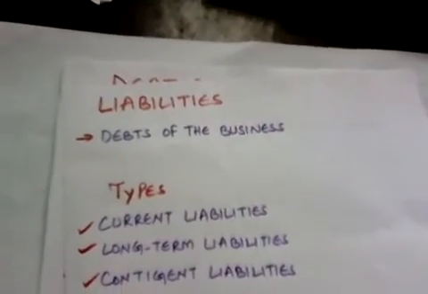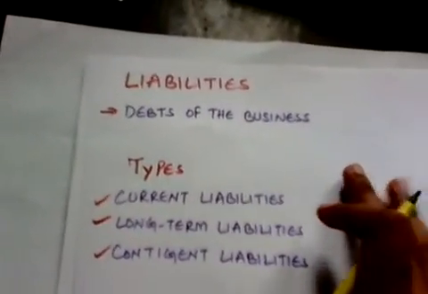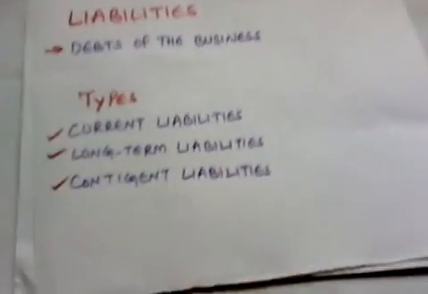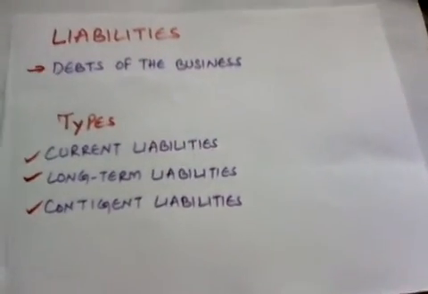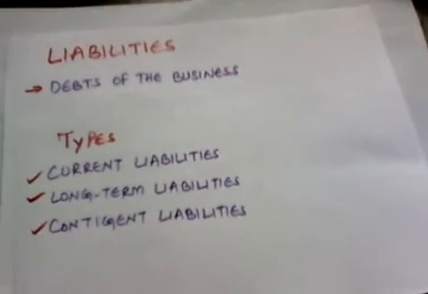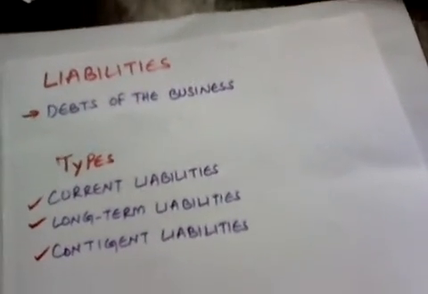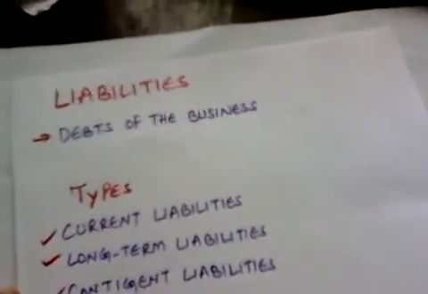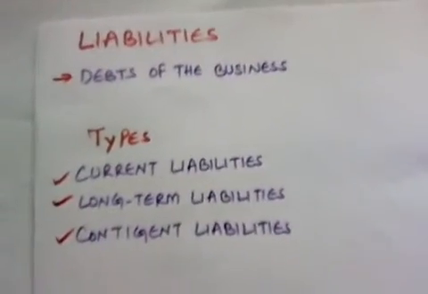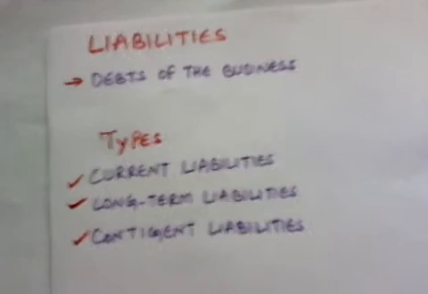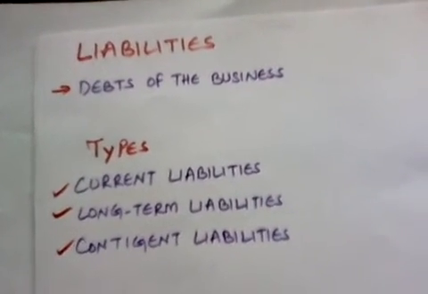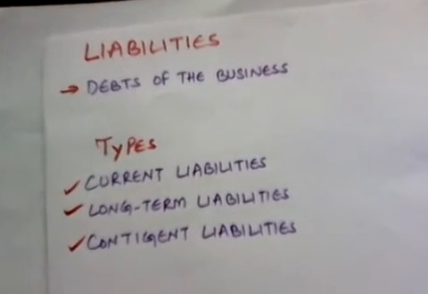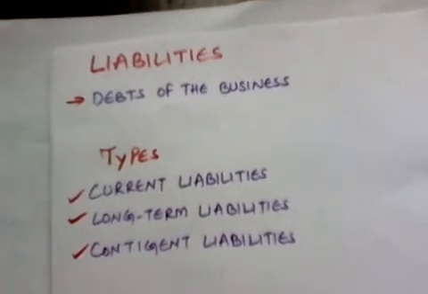Next is your liabilities. Liabilities are the debts of the business, the amount which you are liable to pay, the amount which the company is liable to pay to the creditors or to the outsiders. Liabilities include your current liabilities. Current liabilities are the liabilities which you have to pay during a year, within the period of 1 year.